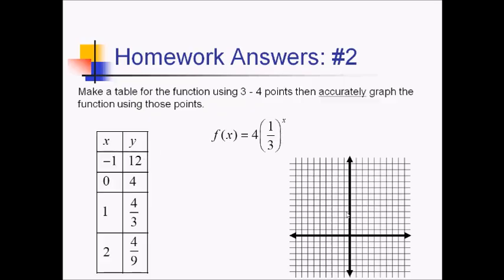So we've got -1, comma 12. Let's see, here's 4, 6, 8, 10, 12. And then we go down to 0, comma 4. And then 1, 4/3, a little bit more than 1. And let's see, 2, comma 4/9, that's roughly 1/2. And then draw the curve through those. And as you're drawing these curves, remember you have a horizontal asymptote on the x-axis.